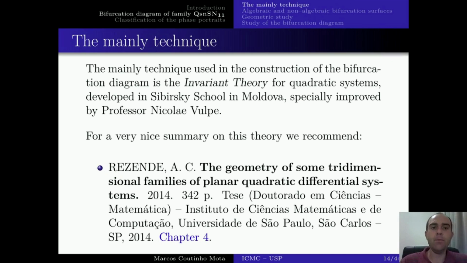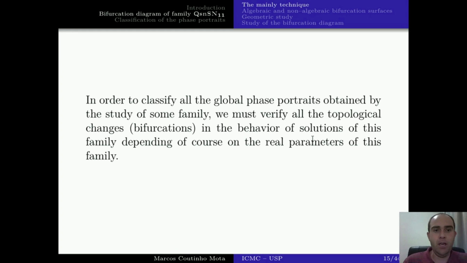Okay? So the main technique used in the construction of the bifurcation diagram is the invariant theory for quadratic systems, developed in the Sibirski School in Moldova, especially improved by Professor Nikolai Vulpe. I will not explain this theory here, but I recommend chapter 4 from the PhD thesis of Professor Alex Carlos Rezende for a very nice summary of this theory.